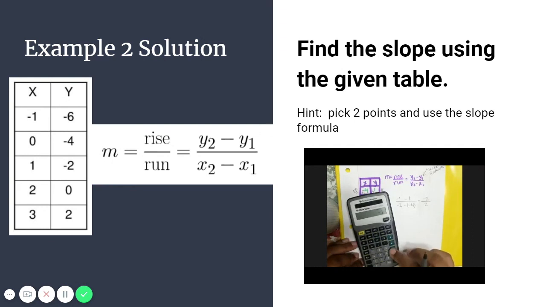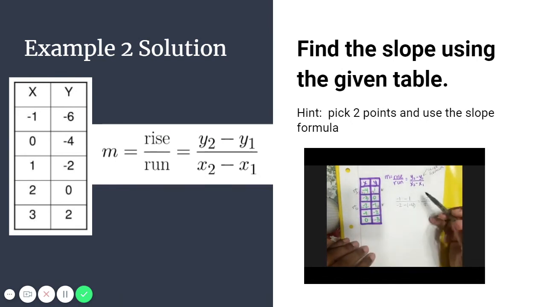-1 minus 1 gives me -2. And then my denominator, -2 minus -4 gives me 2. Okay? And then I want to simplify that. So -2 divided by 2 gives me -1 for my slope.